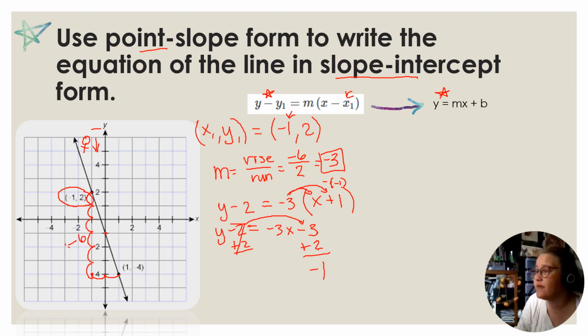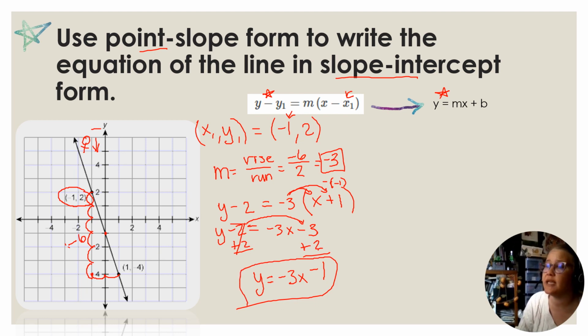Bring down everything we haven't used yet. y equals -3x minus 1. We have arrived at slope-intercept form, and we can check our answer right here. Look at that. Could have just jumped to it from the beginning.